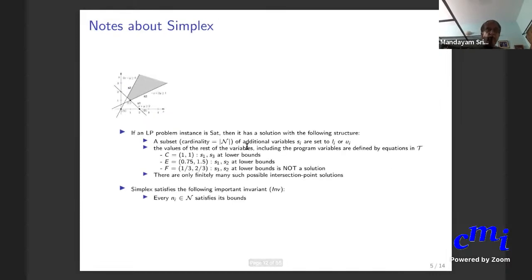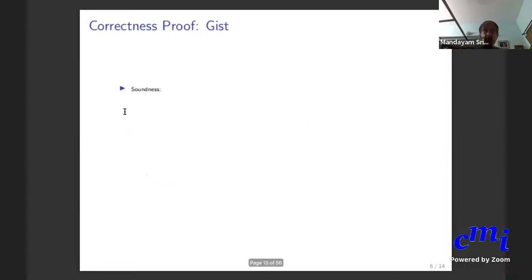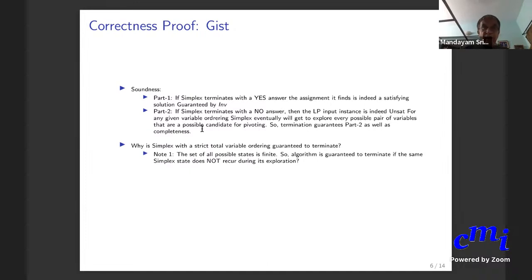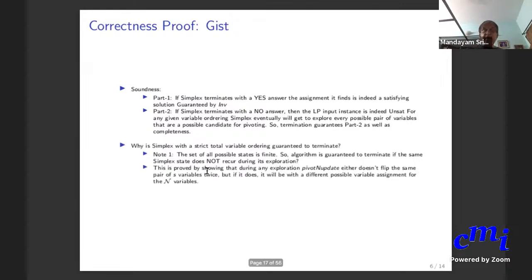I already argued that the simplex procedure is guaranteed to terminate if it does not recur, if two states do not recur. As I argued, it explores only the number of different possible states, since the simplex procedure explores for finding a solution is finite. Therefore, as long as the same two states don't recur in the exploration, it terminates. And how is this shown?